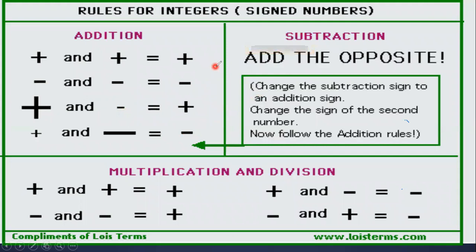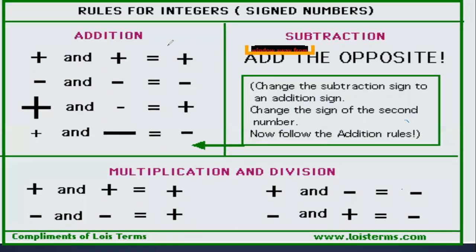For multiplication and division, if we multiply a positive with a positive, we end up getting a positive. If we multiply a negative with a negative, we get a positive. If we multiply a positive with a negative, or a negative with a positive, we get a negative. The same applies to division. Dividing a positive by a positive, we get a positive. A negative by a negative, we get a positive. A positive by a negative, we get a negative. A negative by a positive, still we get a negative.